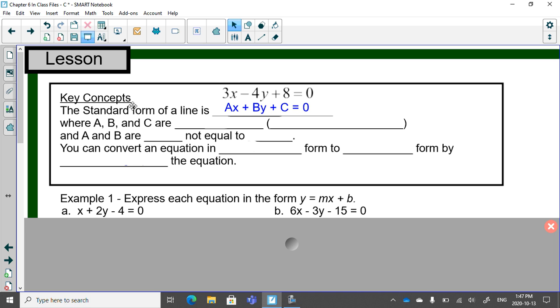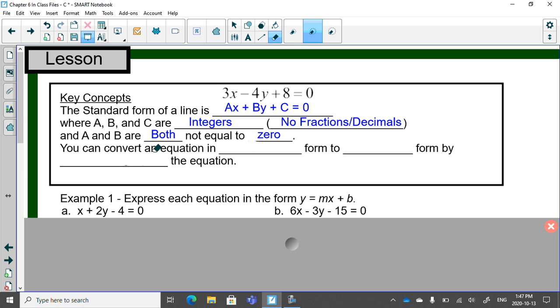But this is in standard form, ax plus by plus c is equal to 0, where a, b, and c are integers. And what that means is there's no decimals or fractions. These numbers will never be fractions or decimals. They're always integer whole numbers. Now, a couple other things: a and b are never both equal to 0. That's just something we have to put in for later on, more so than right now.